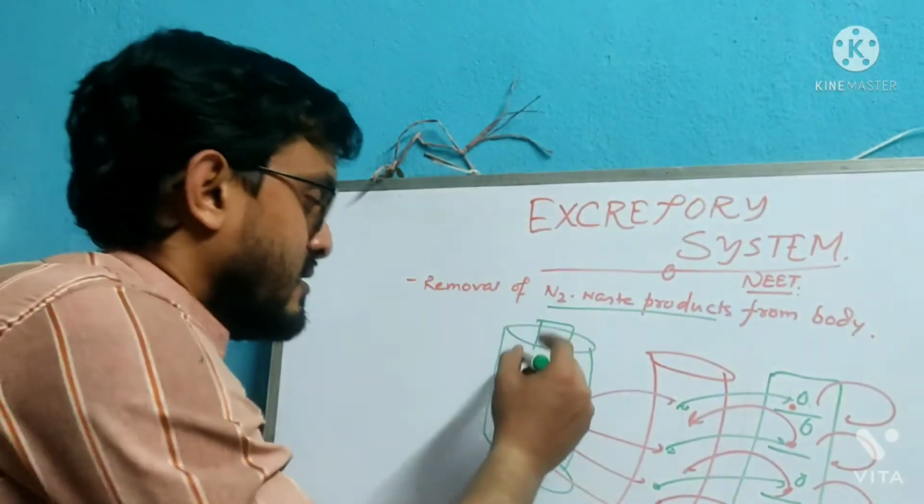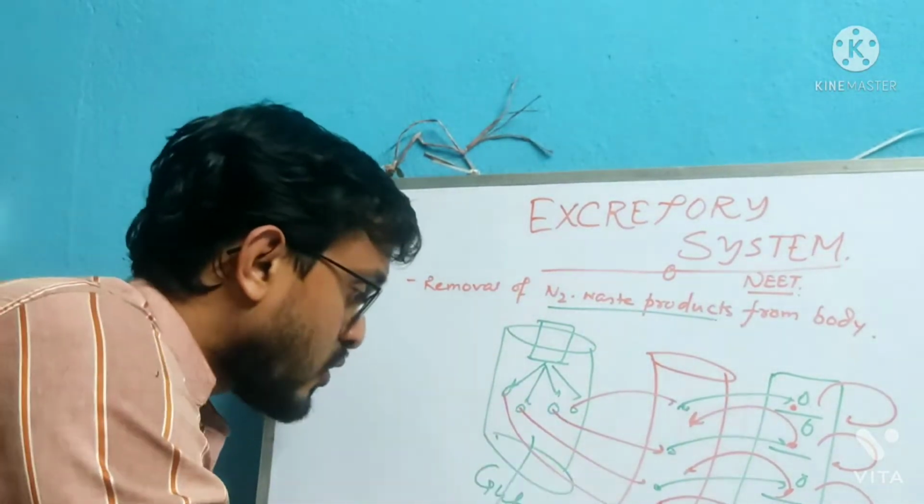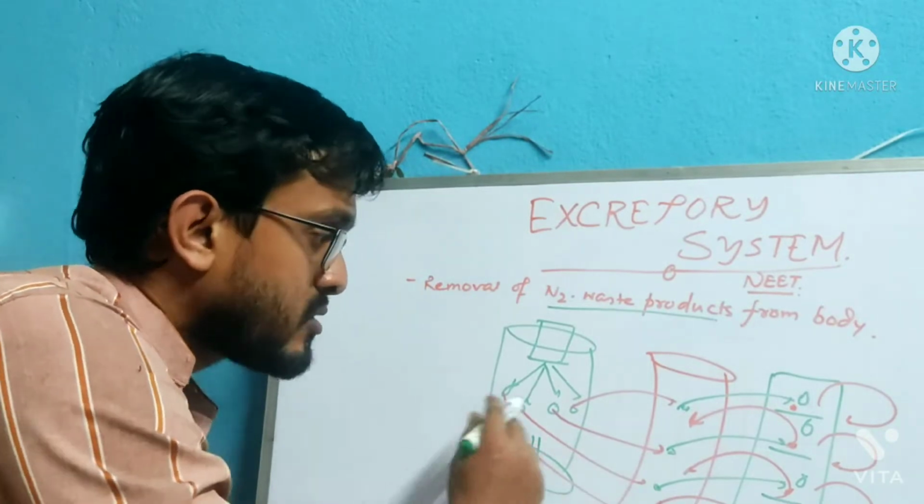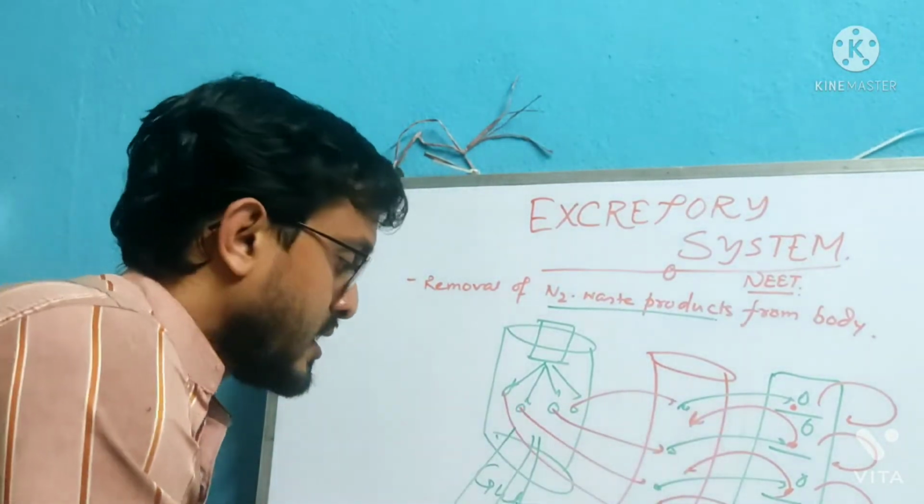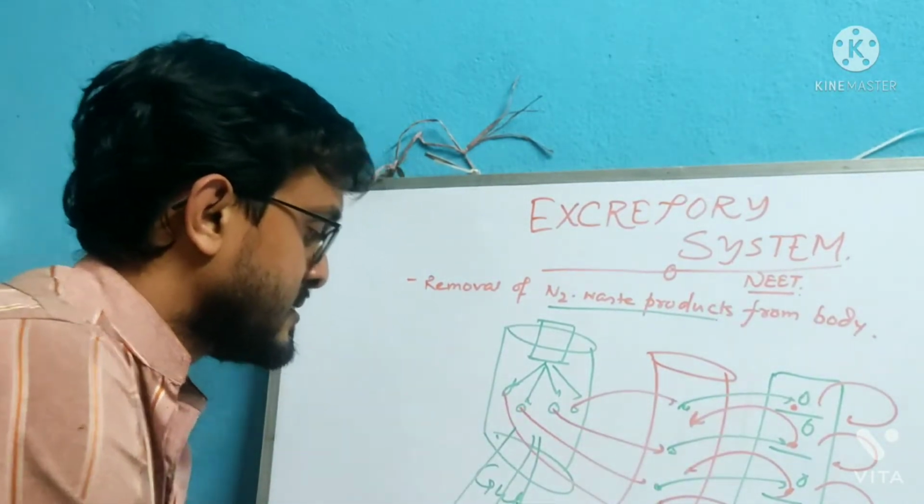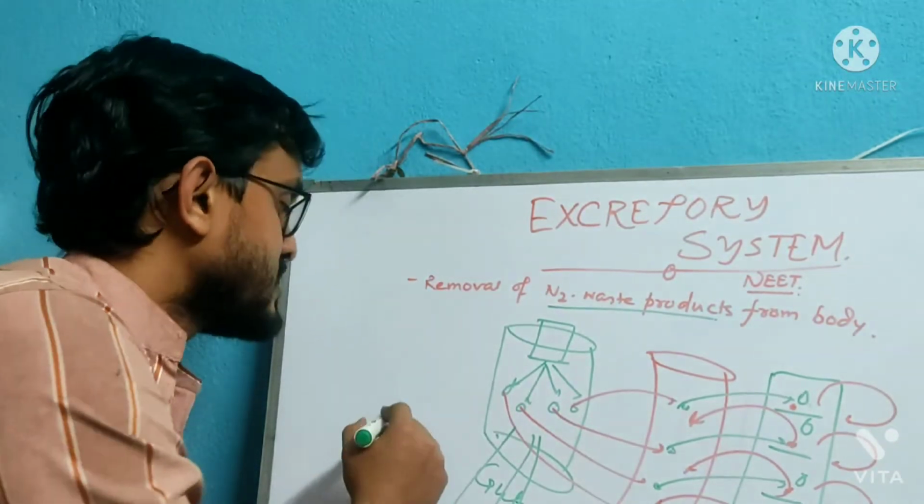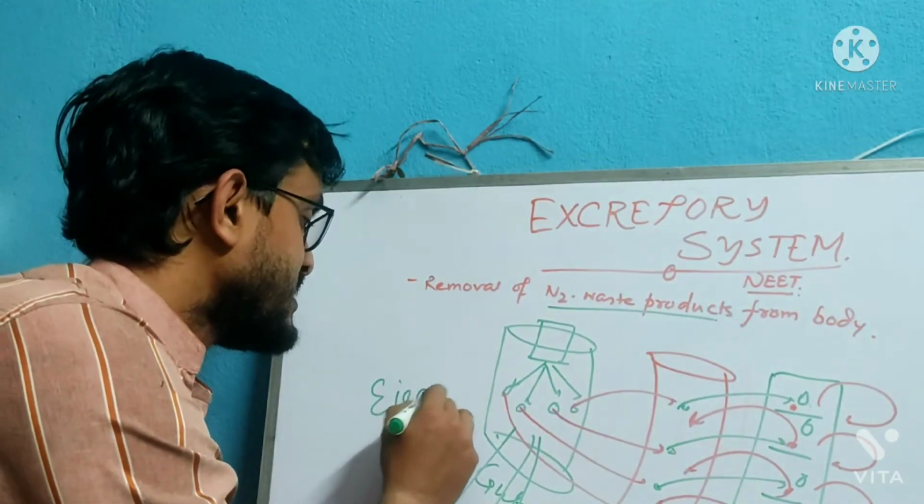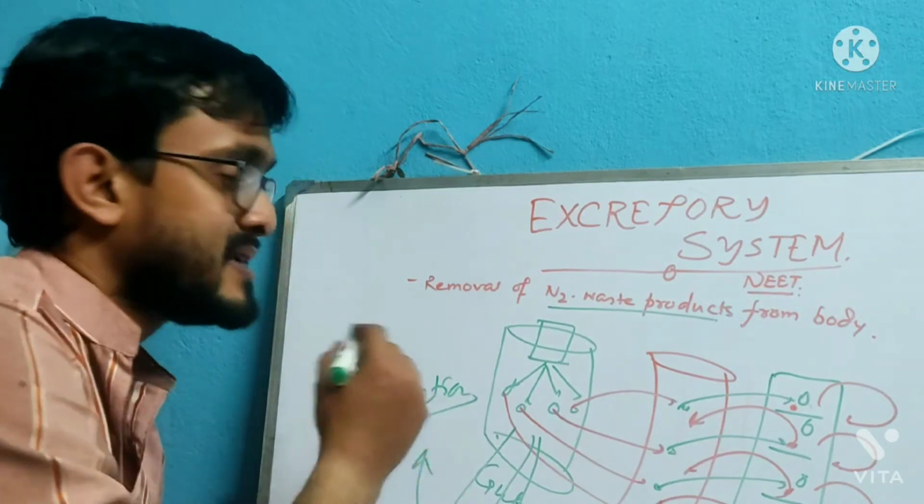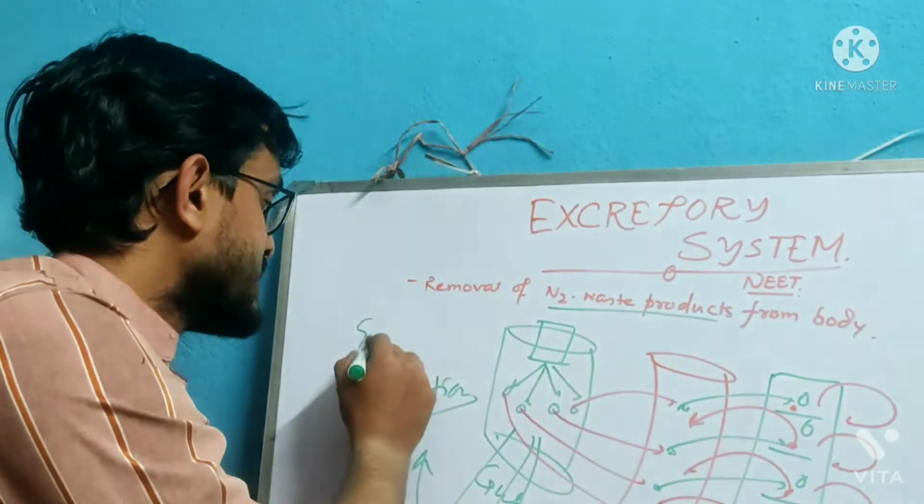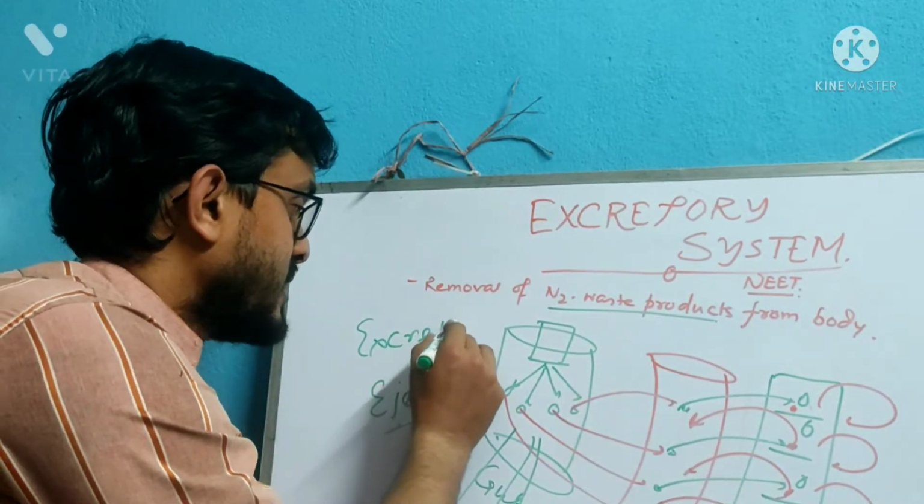In this gut, the solid wastes which are not absorbed by the blood are known as feces. The removal of these feces is known as egestion. This is the basic difference between excretion and egestion.